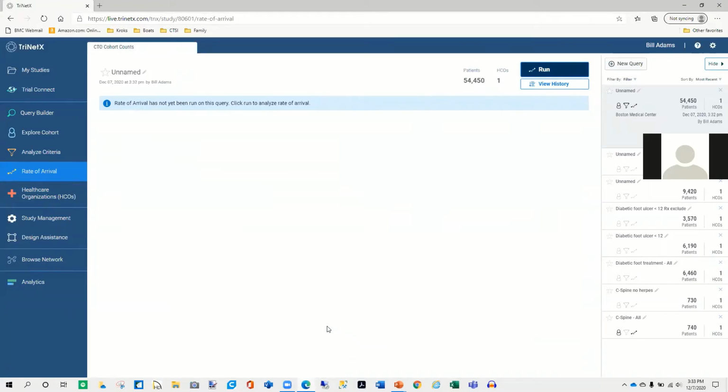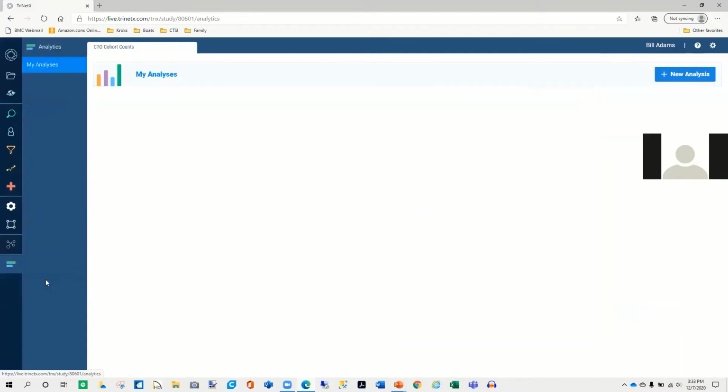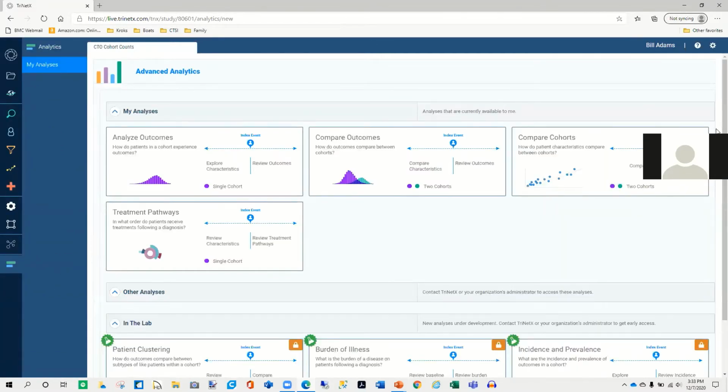And then the last thing I'll show you before we dive into the actual case studies of people who have put in requests is the analytics tool. And I'm not going to go into huge detail on this because I'm actually not expert enough to do a great demo. But the idea is that you can analyze outcomes, so take a cohort and see what happens to that cohort, compare two different cohorts against each other, and look at treatment pathways.